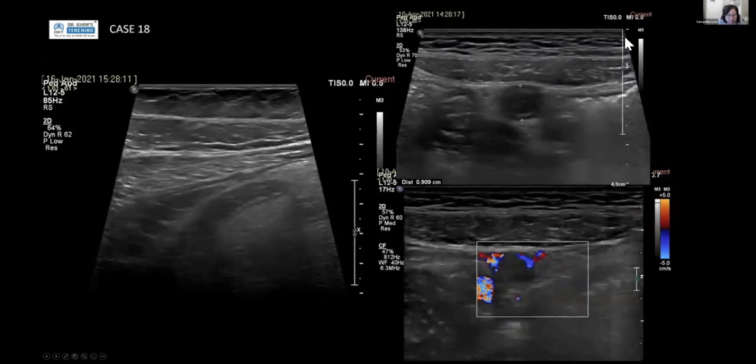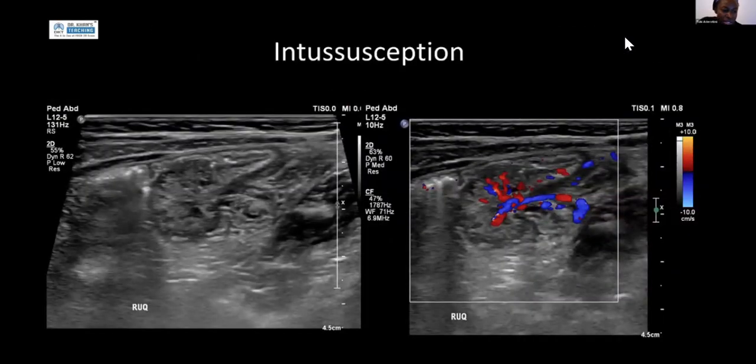So we go on to do an ultrasound. This is just the filling defect, and I've got some static images, and this child ended up having a colonic polyp. So this is the polyp seen within the cecum with increased vascularity, and that was the diagnosis, and that was their lead point.